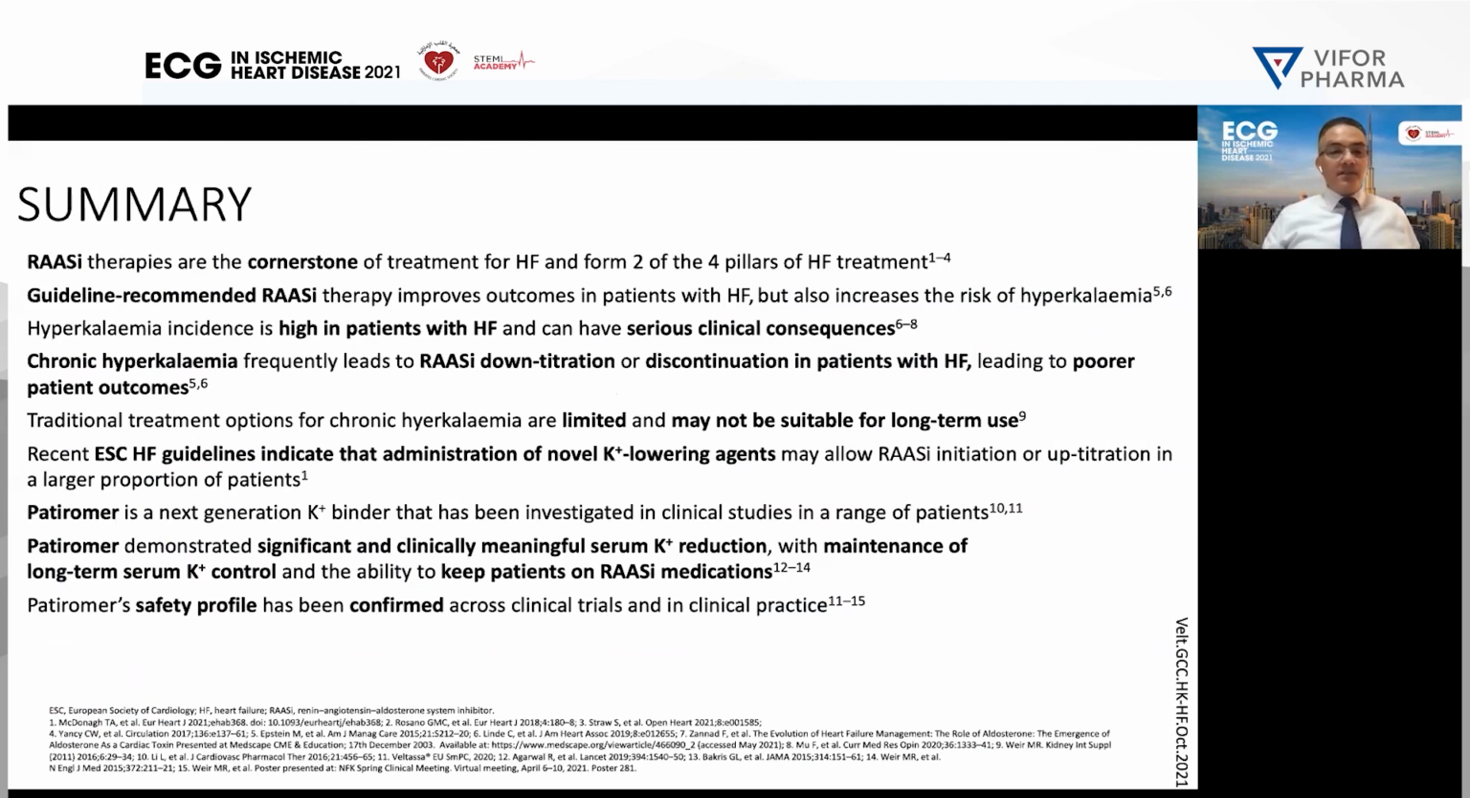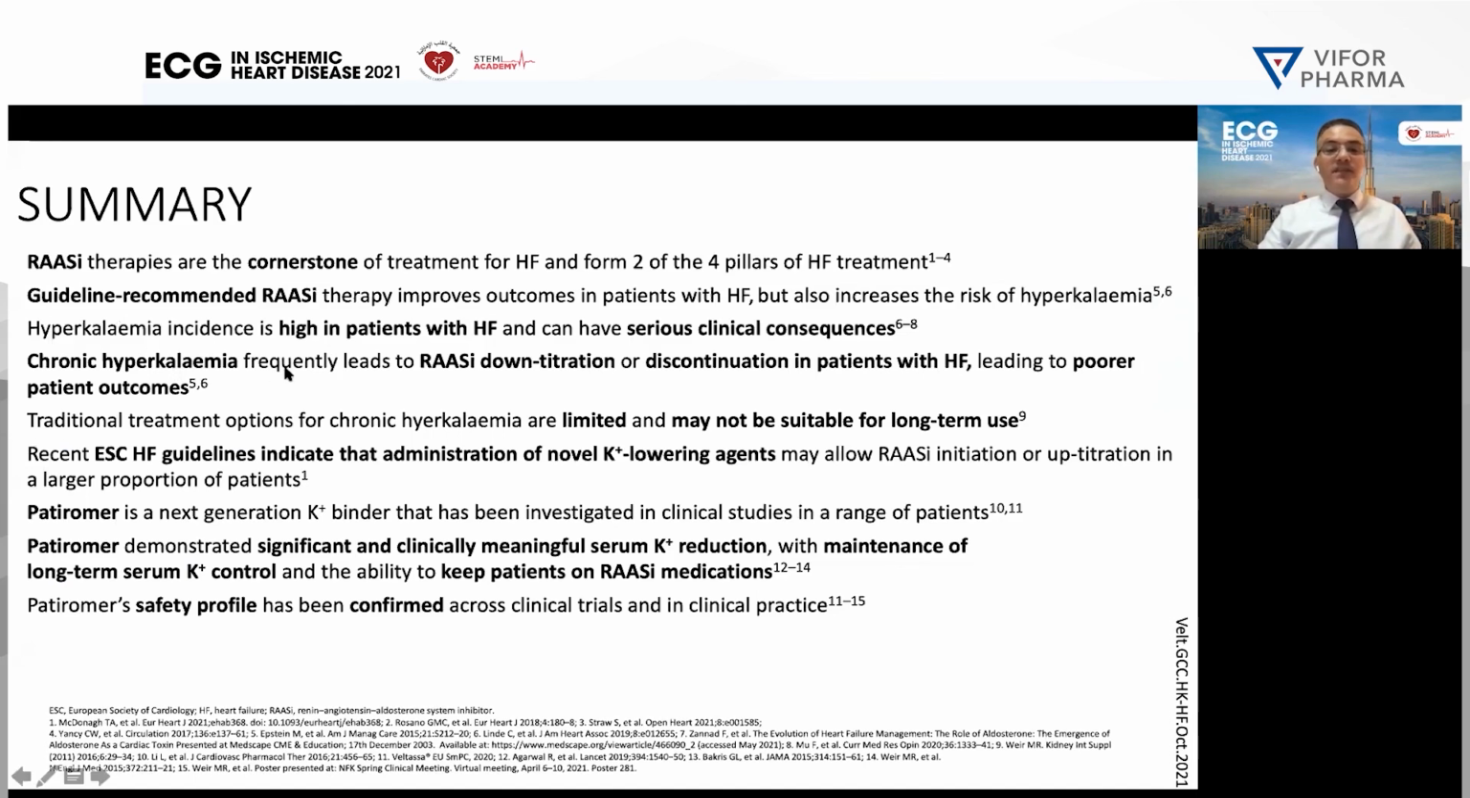renin-angiotensin-aldosterone system inhibitor therapy is the cornerstone of the treatment for heart failure, and it forms 2 of the 4 pillars of heart failure treatment. By the way, the SGLT2 inhibitors and the beta blockers may also cause some form of hyperkalemia. Guideline-recommended RASI therapy improves the outcome in our patients with heart failure, but it also increases the risk of hyperkalemia. Hyperkalemia incidence is high in patients with heart failure and can have serious clinical consequences.